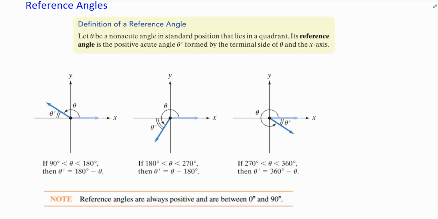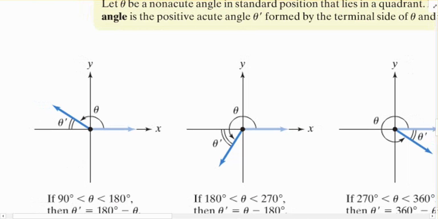When we talk about a reference angle, it is defined here. A reference angle is a positive acute angle theta prime that's formed by the terminal side of theta and the x-axis. What does that mean exactly? If I have my angle theta that has rotated and is now stopped in the second quadrant, then theta prime, which is what we call the reference angle, is formed by the terminal side of theta and the x-axis. This little pie shape within here is the reference angle that we're referring to.